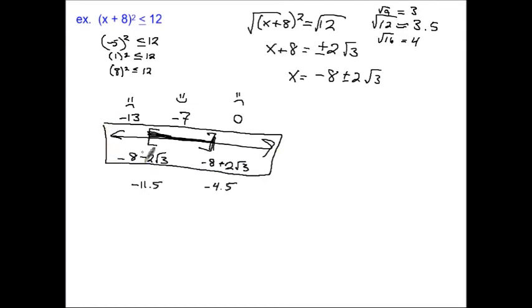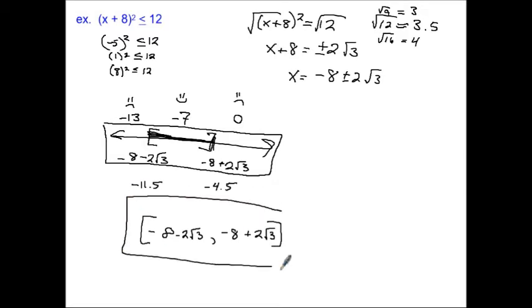I didn't really leave myself room in there for the interval notation version of the answer, but it would look like -8 minus 2 root 3. Sorry, that 8's leaning over a little bit. And then -8 plus 2 root 3. That probably doesn't mean much to most people, so I think it's a good idea to have a rough idea of what those decimals would be. So about -11.5 to -4.5 is our good region, and that's how it shows up in the interval notation.